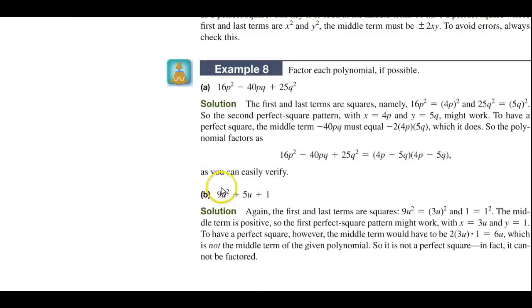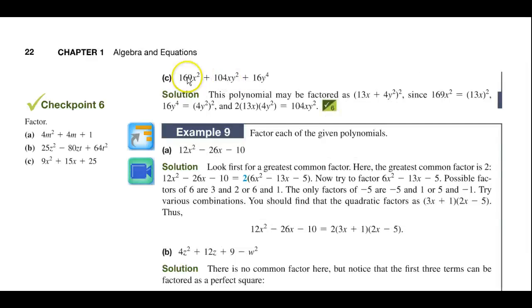Now in letter B, we look at our first term. That is a perfect square. 1 is a perfect square. But when we take the square root of 9, we get 3. 3 times 1 is 3. Doubling it is a 6. This is not a 6. So therefore, this cannot be factored. This one is prime.